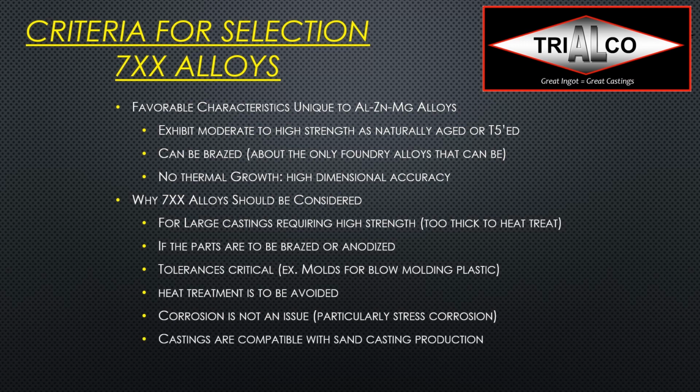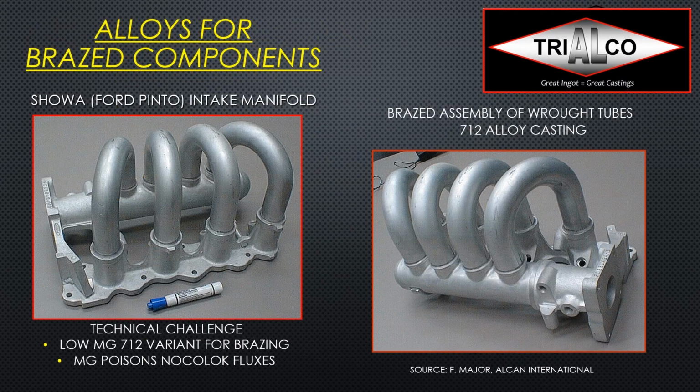The castings are best compatible with sand casting or, again, if you have very simple geometry, it can be done in permanent mold or even in die casting. So here we have a nice example. It's getting pretty old as well, but it's still nice to look at. That's the Ford Pinto back then, the intake manifold, and that was actually, you can see it on the right, a brazed assembly of raw tubes and a 712 alloy casting.